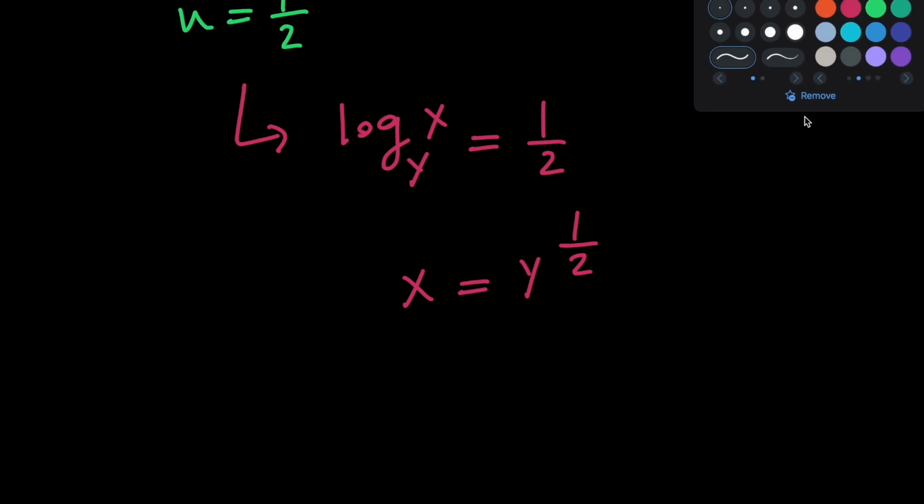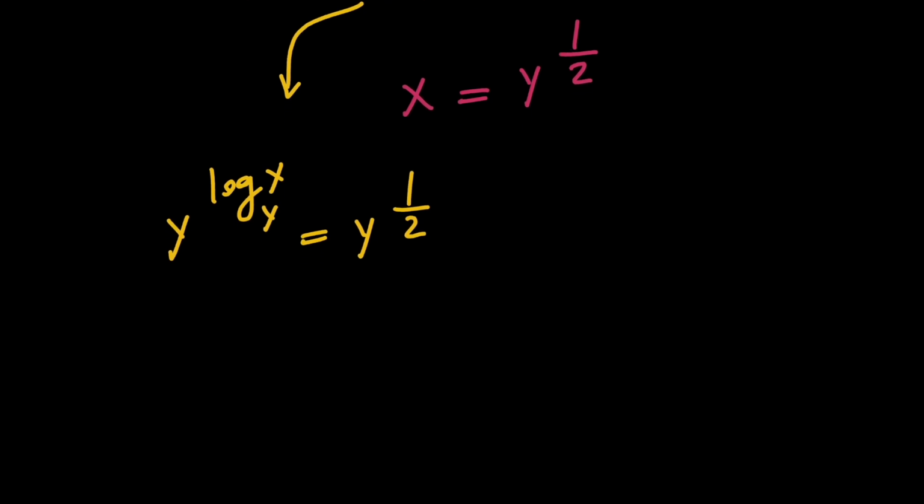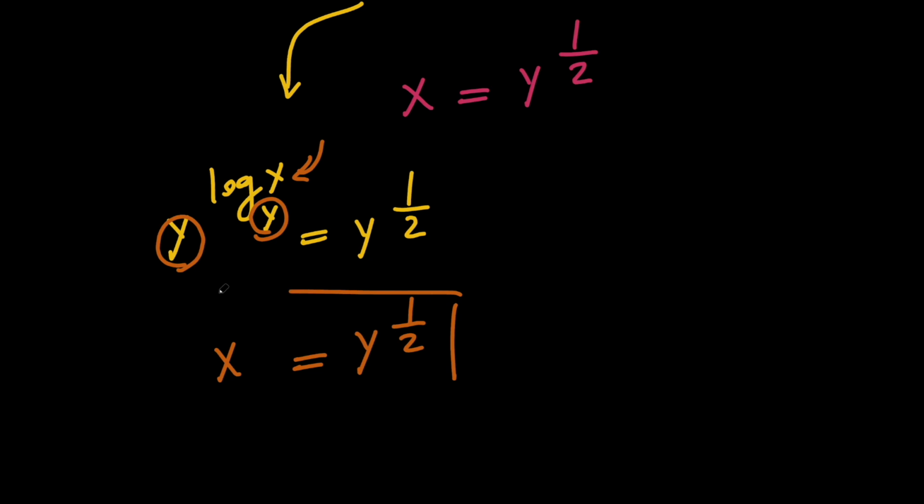So we could have said that y to the power of log x with base y equals y to the power of 1/2. And then we know that whenever this base and this base are equal, the answer is going to be the number on the top. So the left-hand side is going to be x, and the right-hand side is y to the power of 1/2, which is the same thing that we have here.